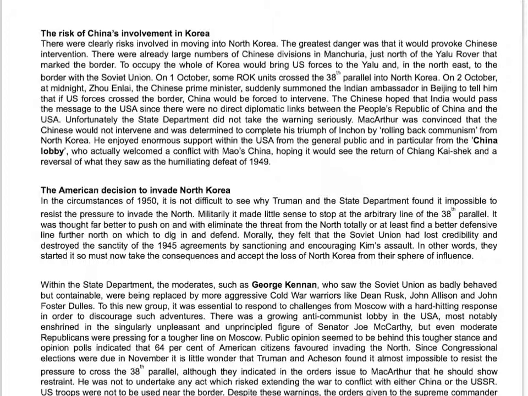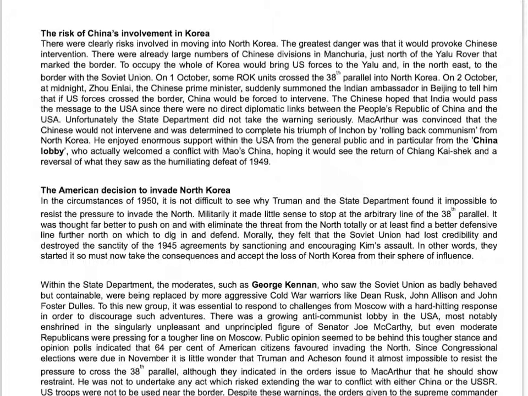MacArthur was convinced that the Chinese would not intervene and was determined to complete his triumph of Incheon by rolling back communism from North Korea. He enjoyed enormous support from within the United States, from the general public, and in particular from the China lobby, who actually welcomed a conflict with Mao's China, hoping it would see the return of Chiang Kai-shek and a reversal of what they saw as the humiliating defeat of 1949.